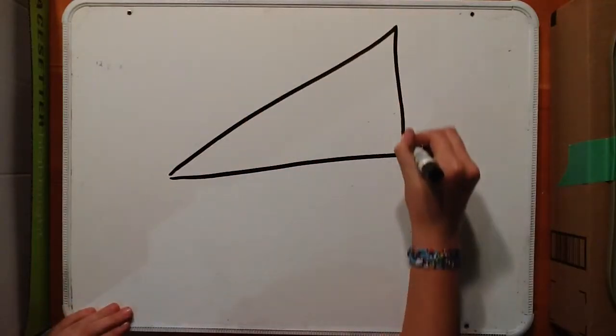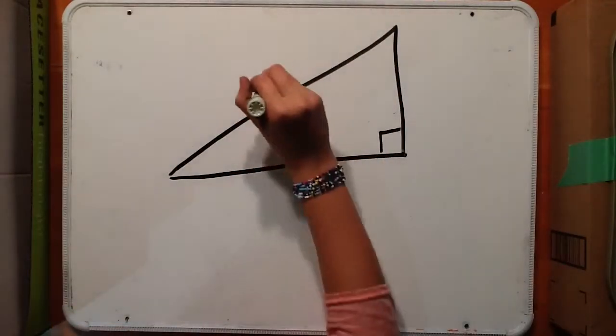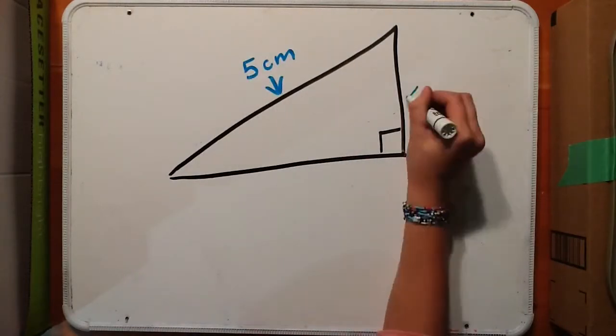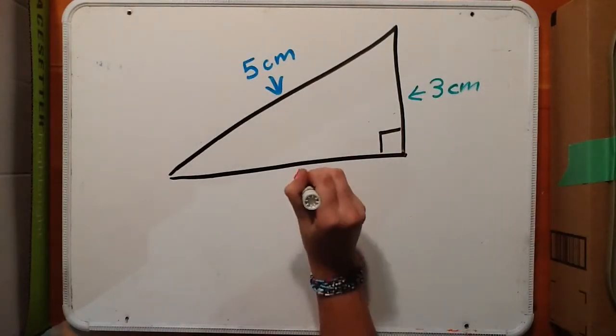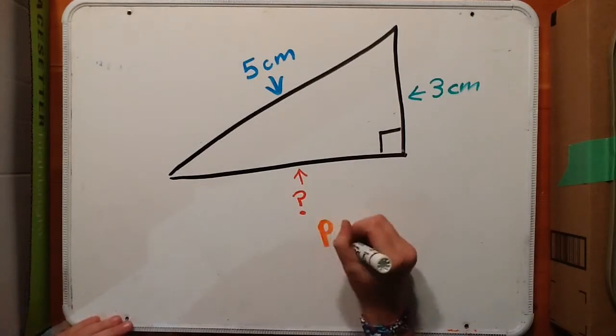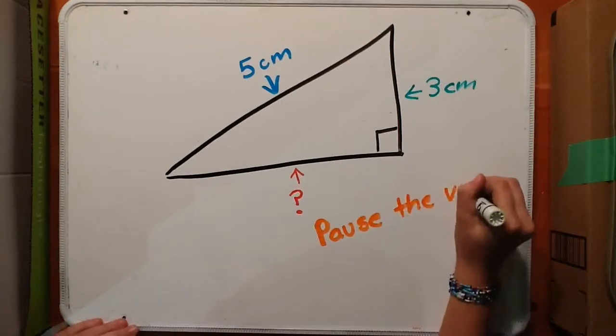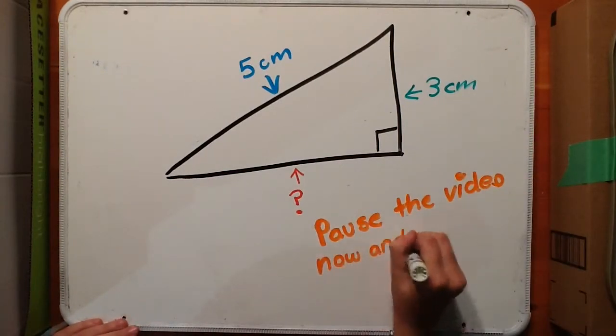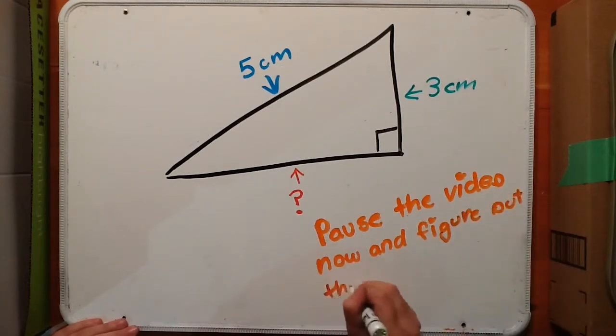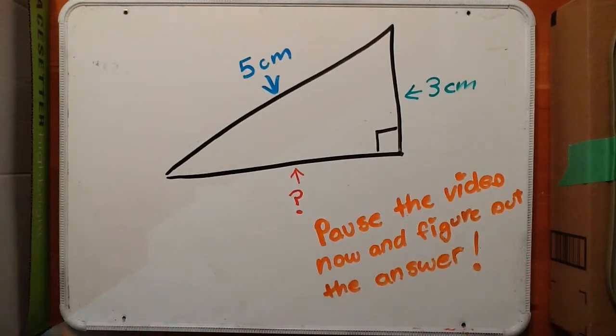Now this way is a little bit trickier. Imagine you have a right angle triangle with the hypotenuse as 5 centimeters and a leg as 3 centimeters, but you have no idea what the other leg is. So I encourage you to pause this video now and figure out what the answer will be.